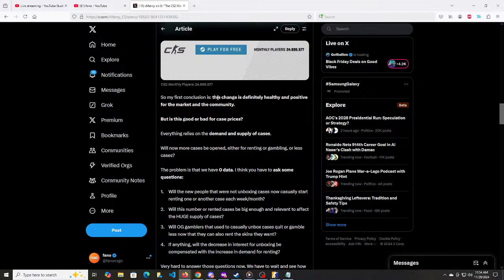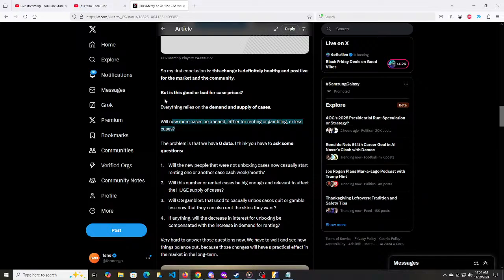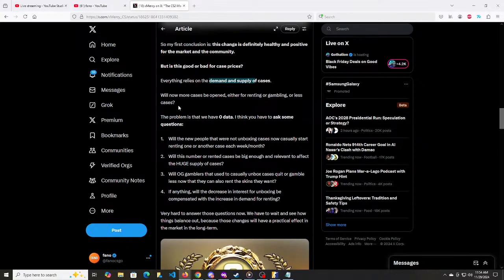So my first conclusion is this change is definitely healthy and positive for the market and the community. But is this good or bad for case prices? Everything relies on the demand and supply of cases. Will now more cases be opened, either for renting or gambling, or less cases? He also needs to keep in mind that if the growth of the number of players keeps rising, there's going to be more cases added. So we have to make sure that the supply and demand dynamics are in our favor.